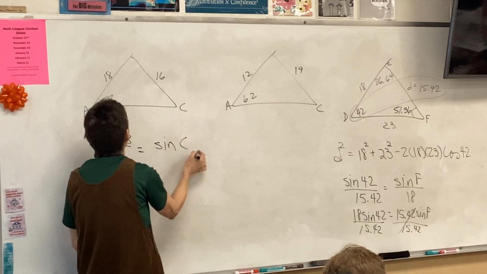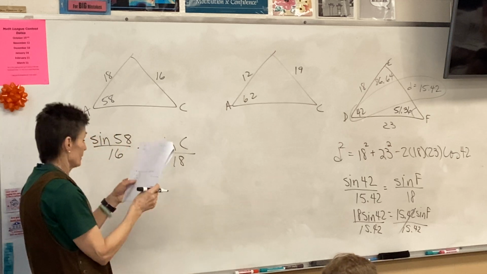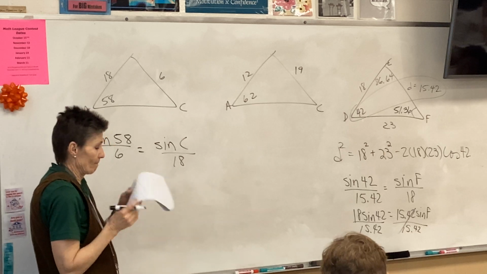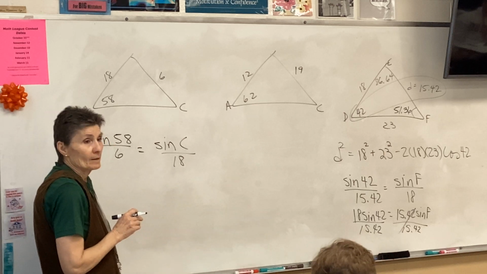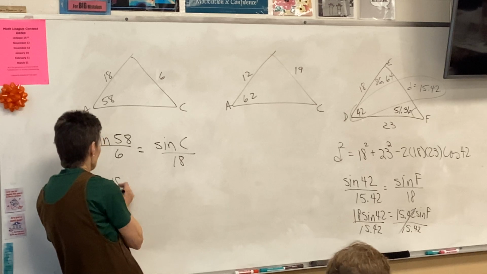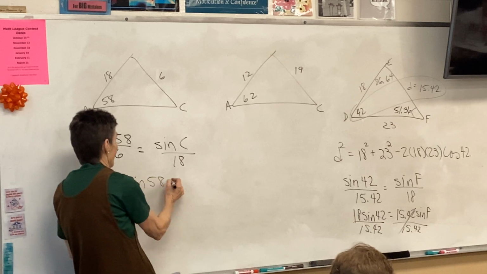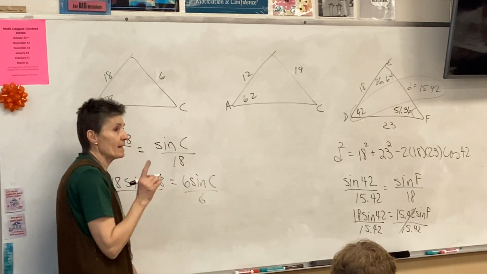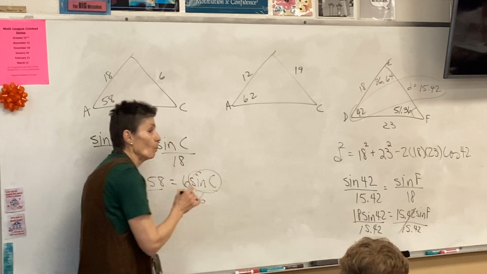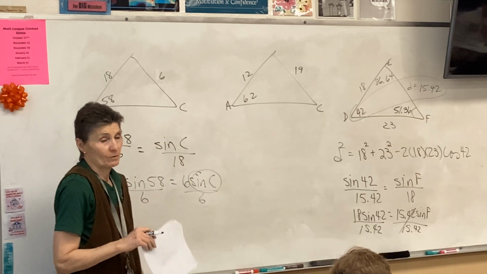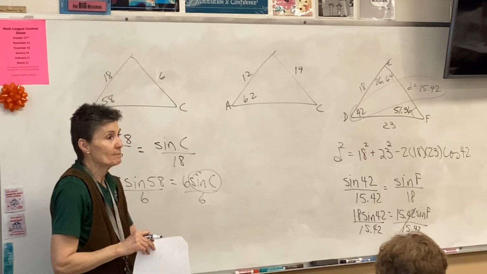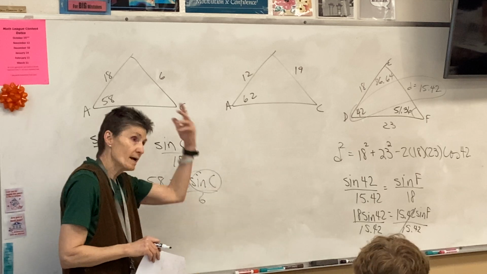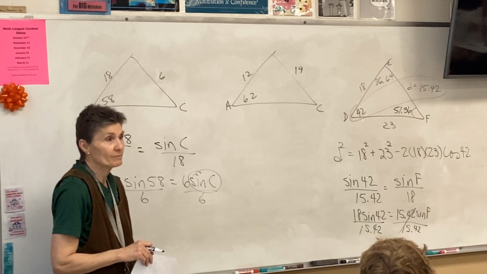Wait, where did you get 16 from? We have 6 on our page. Oh, I'm sorry, it is a 6. Sorry. All right, now we cross multiply. And once again, notice, what are we gonna have to do? Inverse. Inverse, you're gonna have to inverse. Anytime it's sine C, or sine F, or cosine A, you know you're gonna have to inverse.